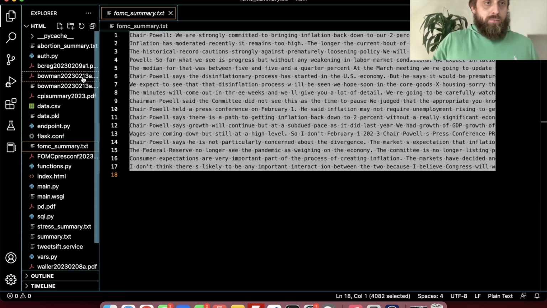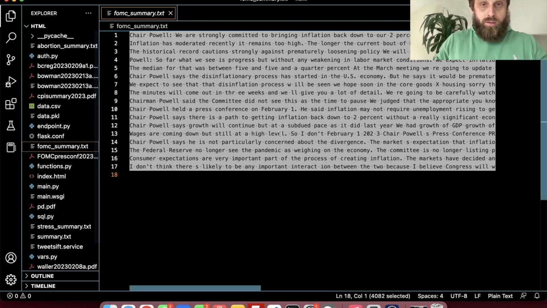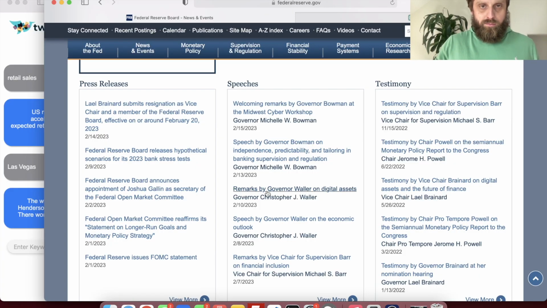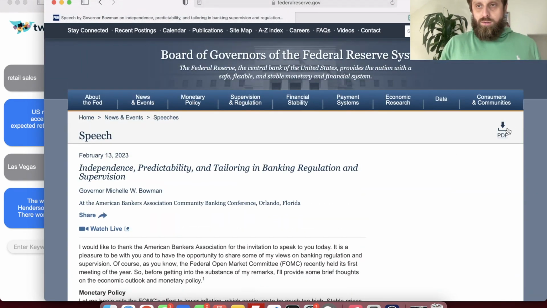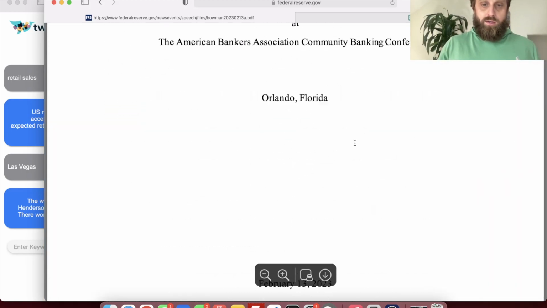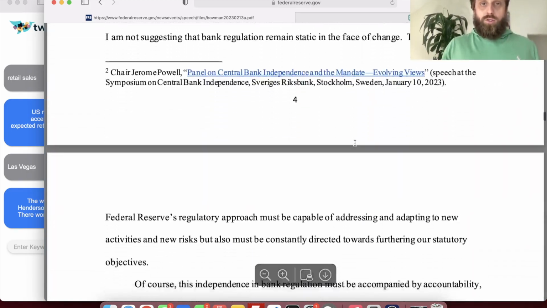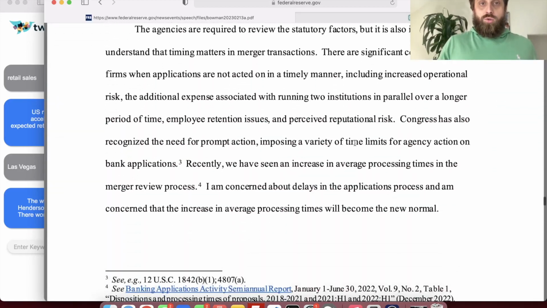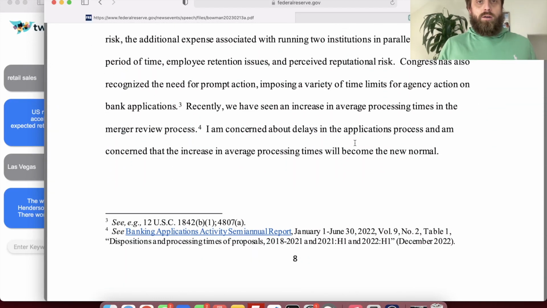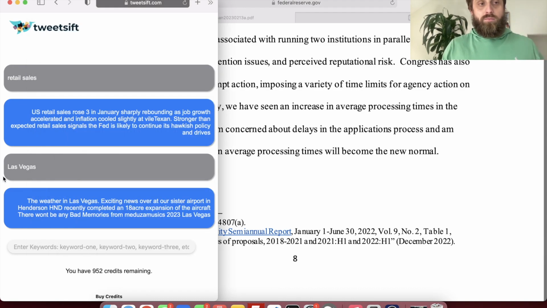we have Bowman. So if we take a look back here, speech by Governor Bowman. Here's the speech. You can go to download the PDF. This is a long speech that you have to get through. Keep in mind, the software that I'm showing you right now is not available to you yet. All you can do right now is just go to Twitter and sift for information like this.